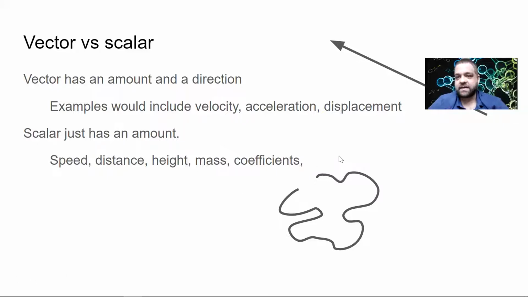So, scalar and vector. A velocity, I'm sorry, is what I was trying to say. A velocity is both an amount and a direction. Speed, just an amount, right?